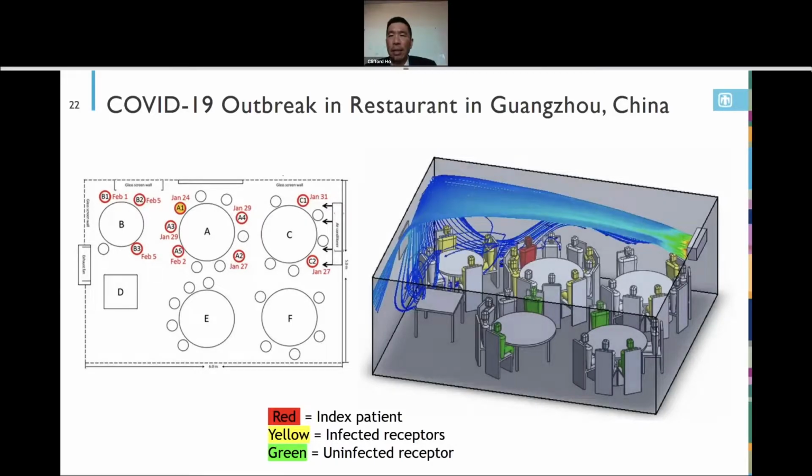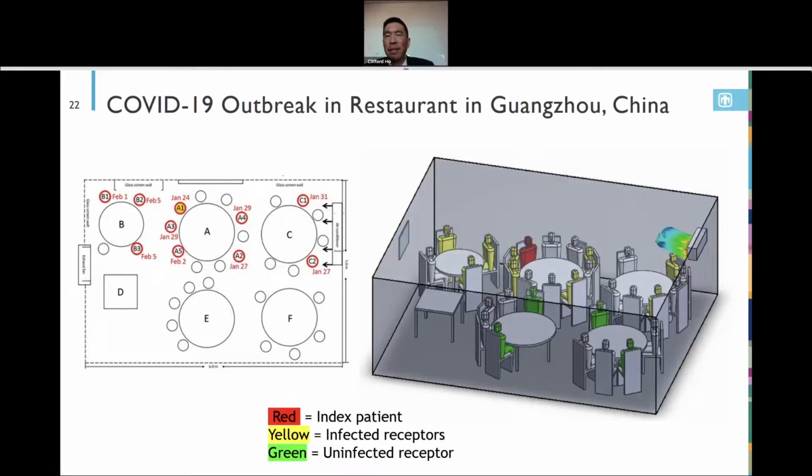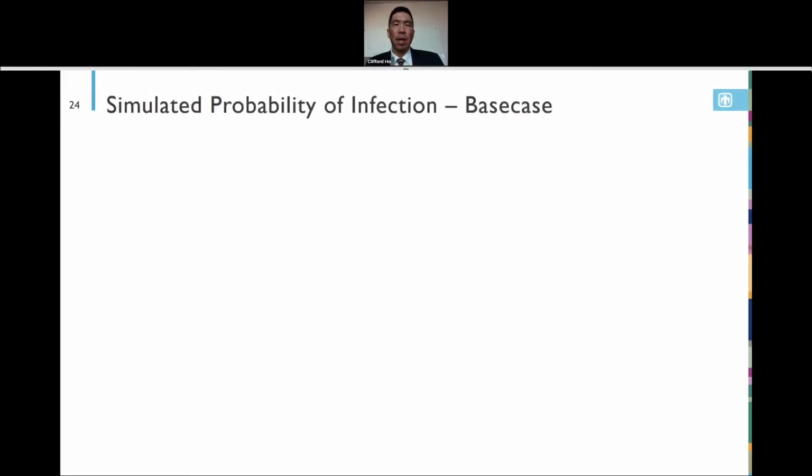I was able to simulate the flow of air from this air conditioner on the right side of the room. They provided some information. I didn't have all the information, like exact flow rate or directionality, but I did some sensitivity studies that I'll show you. As you can see already, the flow from the air conditioner definitely blows air past the infected individual and towards the patrons, a lot of whom were infected. We simulated exhalation from that index patient as well as inhalation from all the individuals in the room.